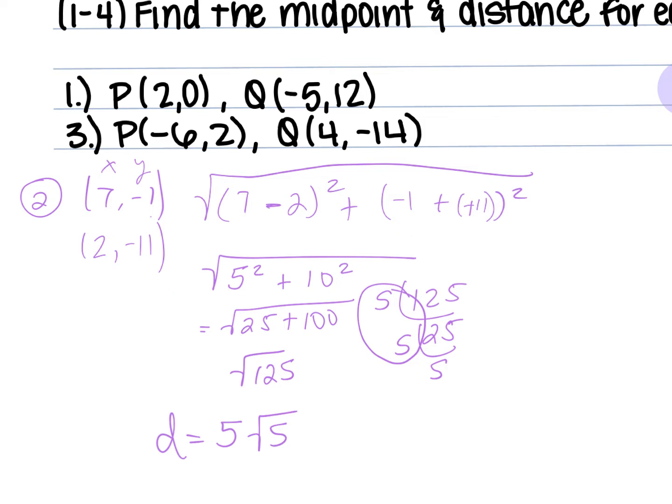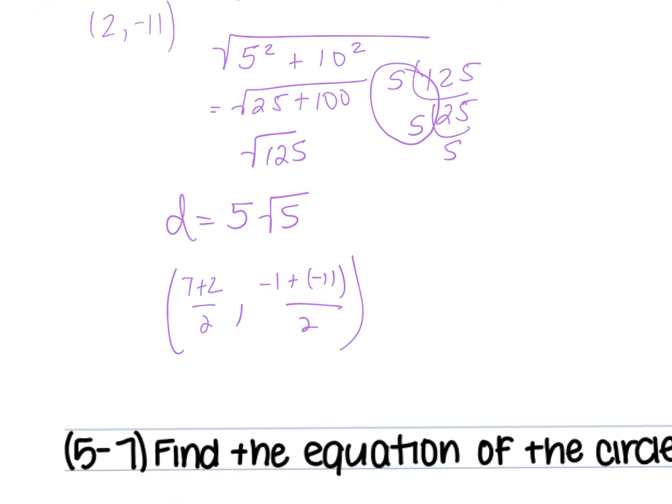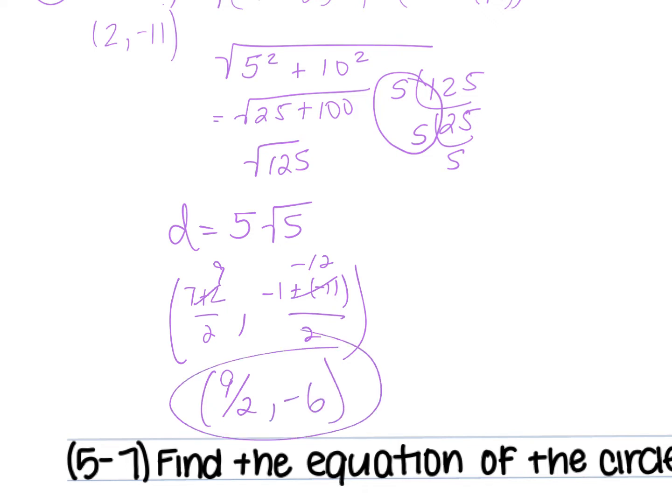And then in order to find the midpoint, you just take the x's, add them, divide by 2, so 7 plus 2 divided by 2. Take the y's, add them, and divide by 2. And you write your midpoint, guys, as a point. So 7 plus 2 is 9. 9 over 2 doesn't simplify. If you want to make it into a mixed number, you can, but you don't have to. And then -1 and -11 is -12. -12 divided by 2 is -6. So your midpoint is right here. You write it as a point. Anybody have any questions?